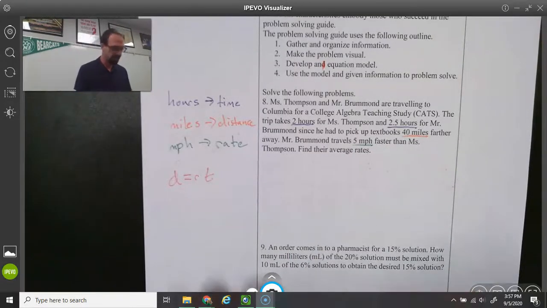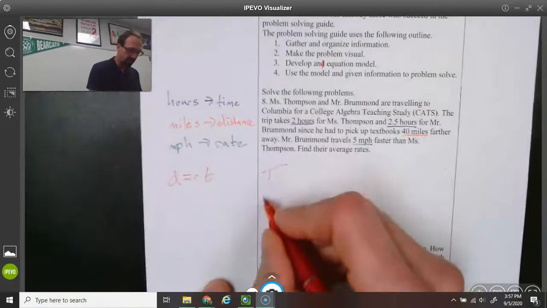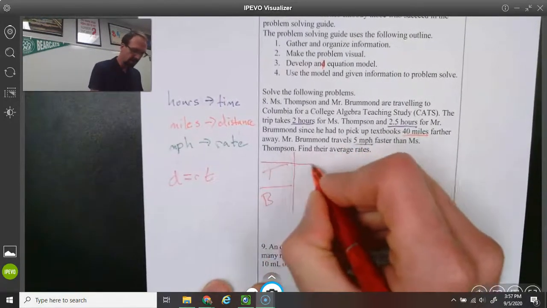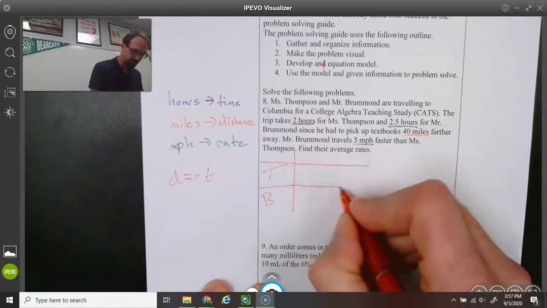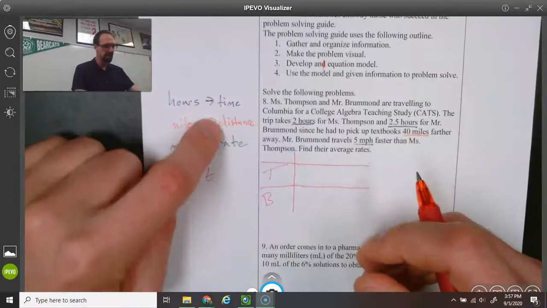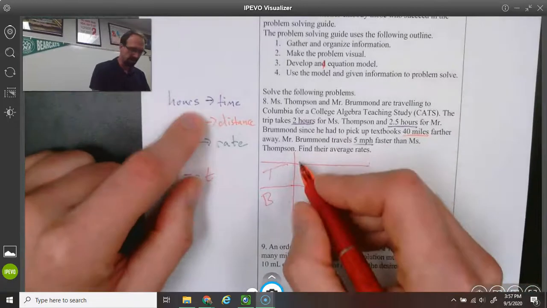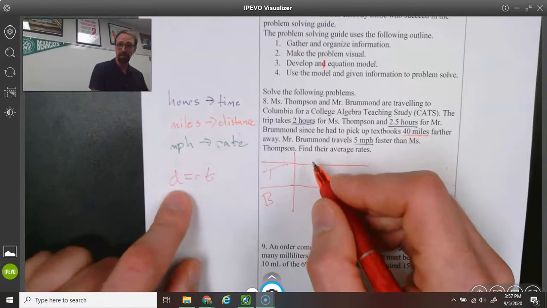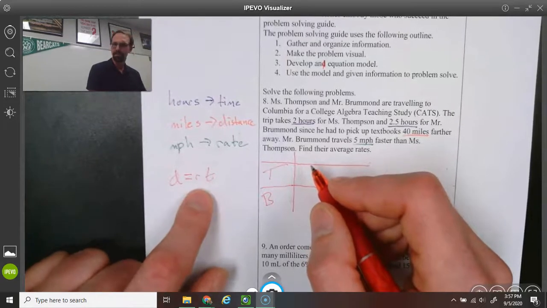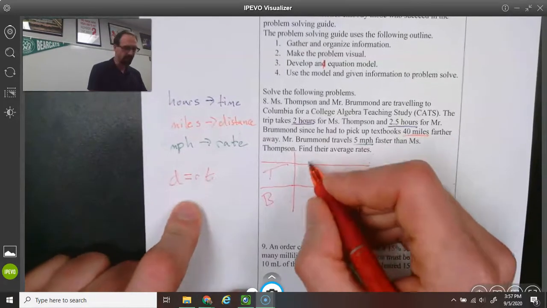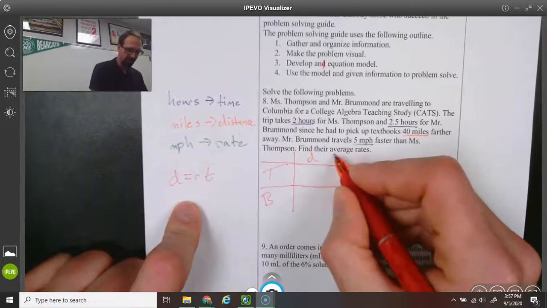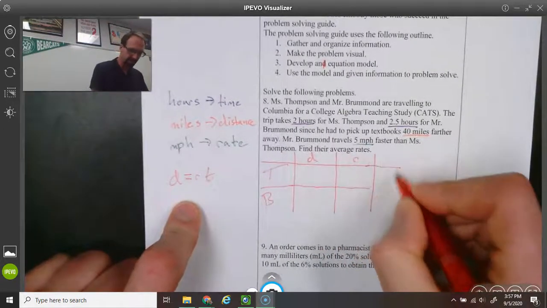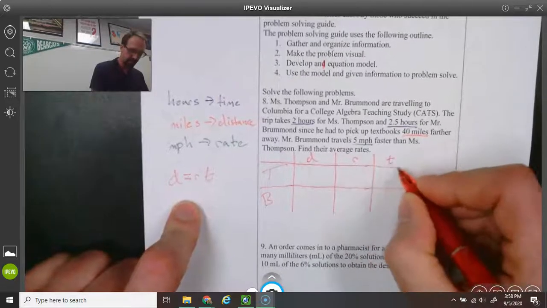Brumman and Ms. Thompson. So I'm going to use a capital T for Thompson and a capital B for Brumman. Now to organize this information, I'm going to use a table. I'm given time, distance, and rates, so I'm setting this up kind of in this formula here. Distance is what I'm needing. Maybe they find their average rates. So just as long as you listed them out here, you're fine. I usually give a little bit of space to work. And then time.